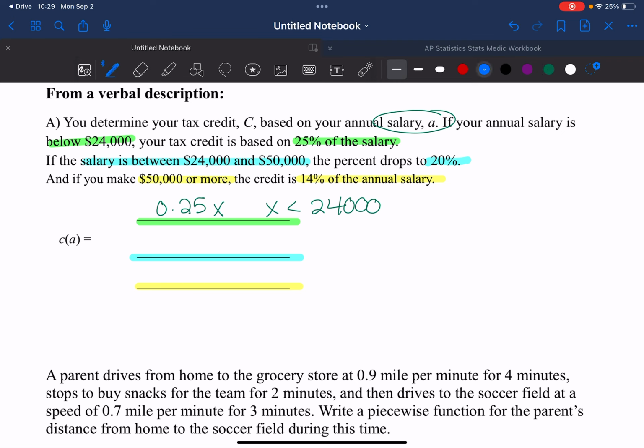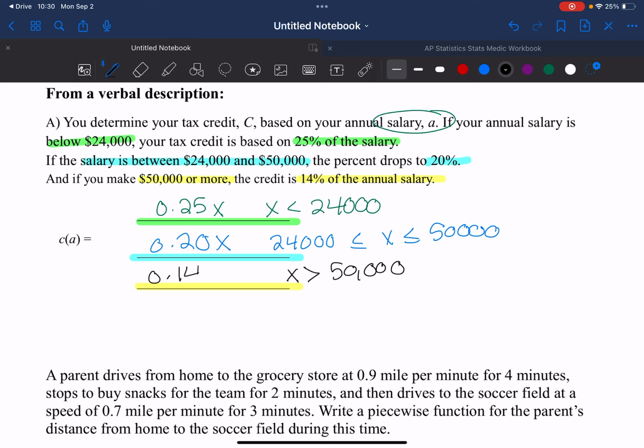Okay, now looking at the next part, we have if the salary is between 24,000 and 50,000. So we have 24,000 is less than or equal to x, less than or equal to 50,000. Then the percent drops to 20%. So now we have 0.20x. Okay, we're just turning that percentage into a decimal. And then lastly, we have 50,000 or more. So x is greater than 50,000. And then we have 14% of our annual salary. So 14% is 0.14x.